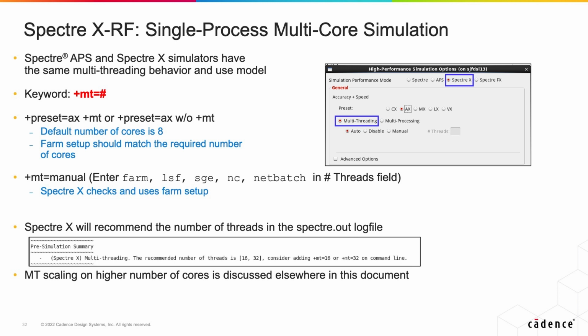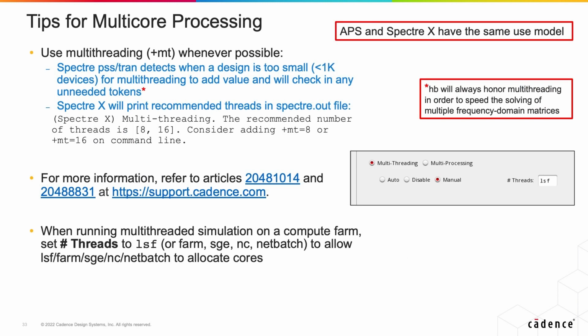And the scaling, as I mentioned last time, is much better in Spectre X than APS. Up to 16 threads is pretty much the same, but after that in Spectre X it's pretty linear up to about 128 threads. These numbers are all embedded in the slides. If you want more information on how multi-threading works, what kind of operations are multi-threaded and what are not, all of that information will be in these articles if you go to support.cadence.